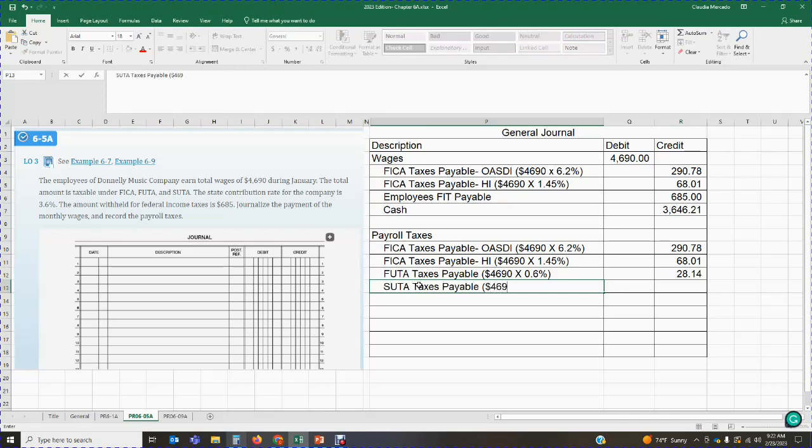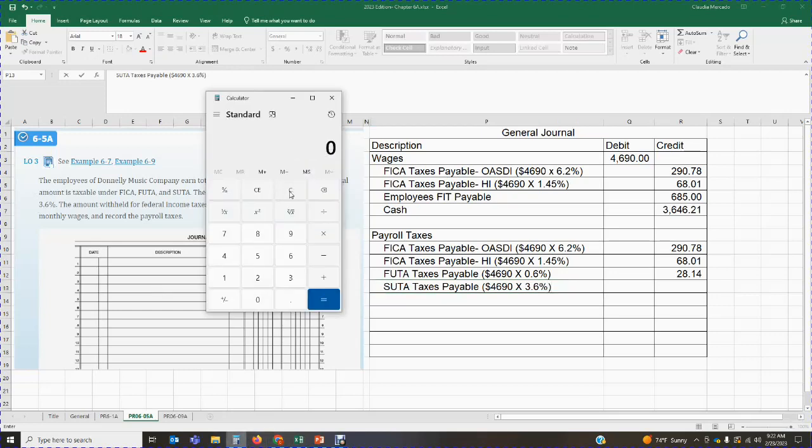The problem says that everything is taxable for SUTA tax purposes. My state unemployment tax rate is 3.6%. So we're going to go ahead and multiply by 3.6%, and let's see what we get. 4690 times 3.6% will give me 168.84.